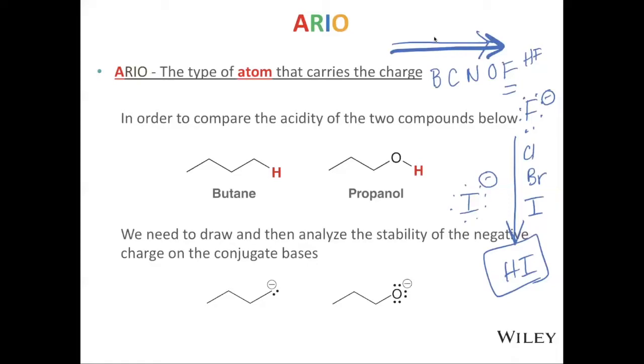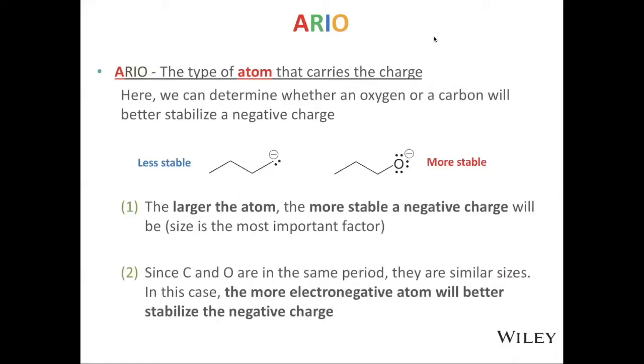So the trend in the periodic table in terms of atom, when you go from left to right, we increase acidity, and that's because of the electronegativity difference. And as you go down the periodic table, we also increase acidity, and that's because of size. Again, we look at the conjugate base and we look at the stability of the conjugate base. So moving across the periodic table, a carbon with a negative charge is going to be much less stable than an oxygen with a negative charge.